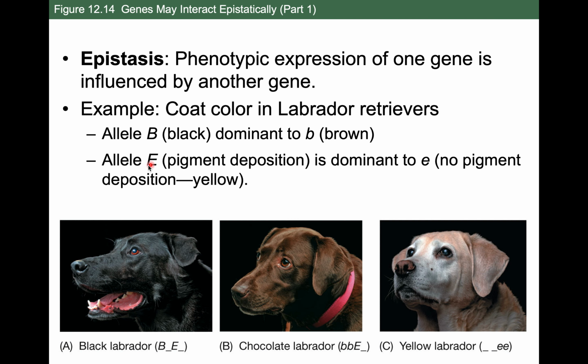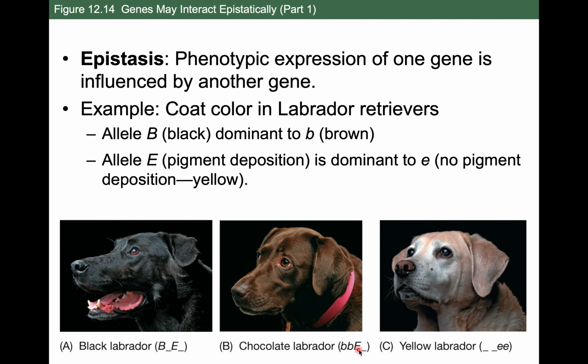Whereas if you have at least one dominant version of the E gene, which is what you see in A and B here, you do make that protein that deposits the pigment. So then if we think about the color of the dog, now we have to look and say, okay, well, what's going on with the B gene then? What kind of pigment is it making?